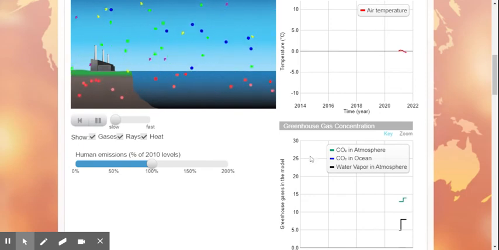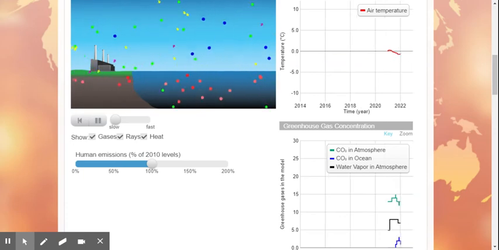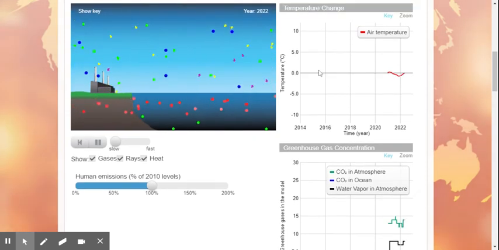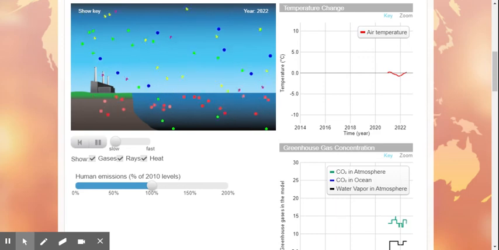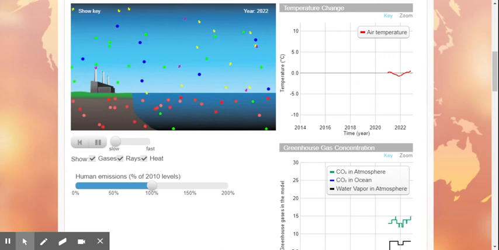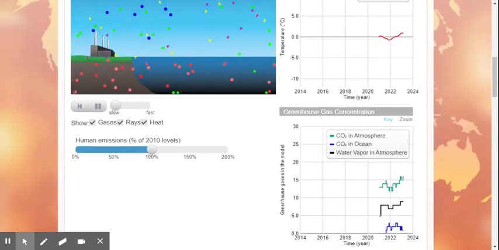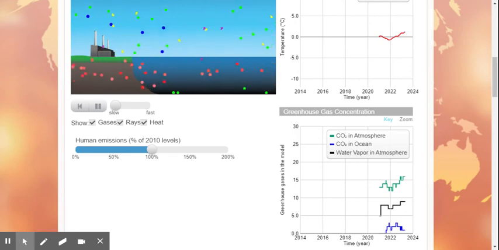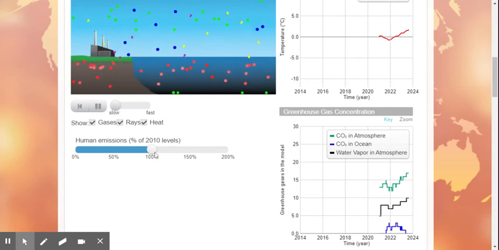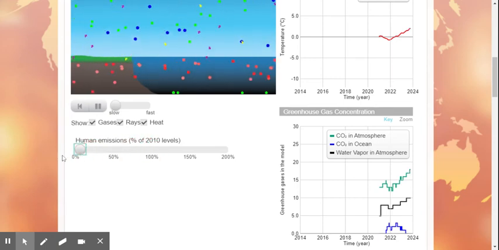You can see what effect it has, kind of let it play a little bit, what effect it has on the air temperature. Now this is temperature change, all right? It's not actually 0 degrees Celsius. This is the change. Remember how much is going to change from that level. And you can see as we let it go, at the 2010 levels, the temperature seems to be going up. Well, what do you think will happen when we decrease it?